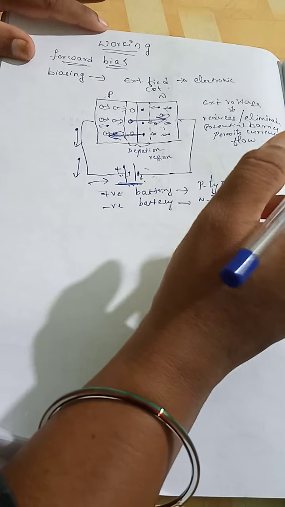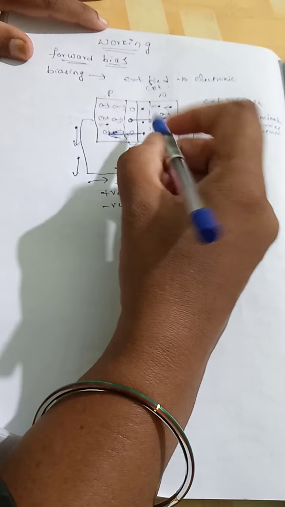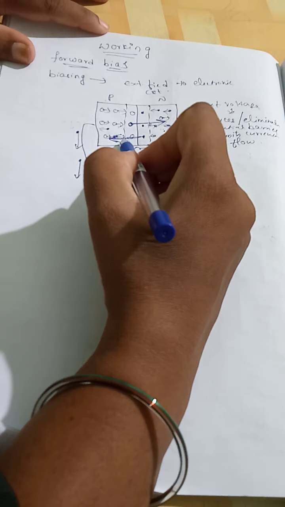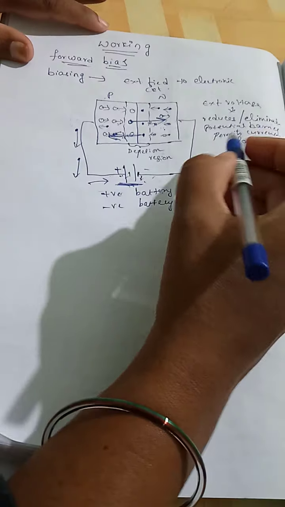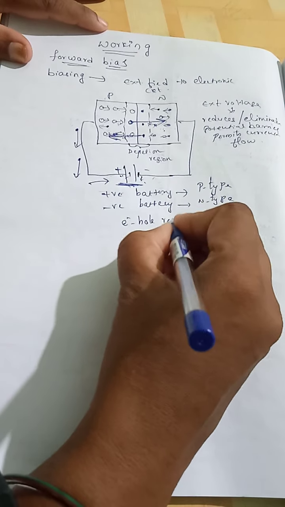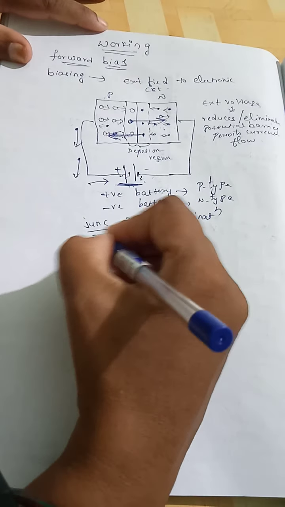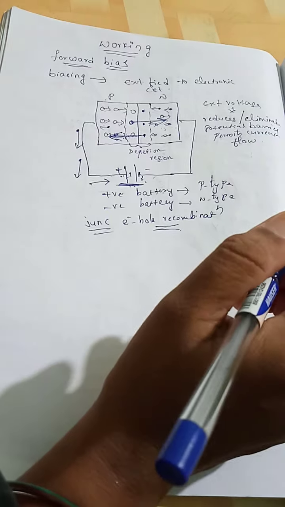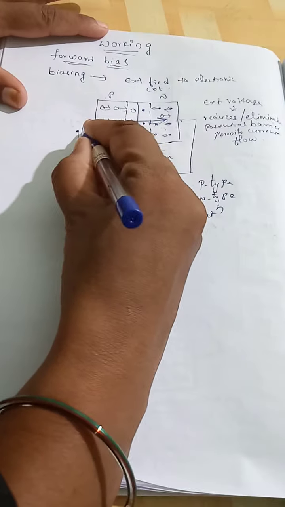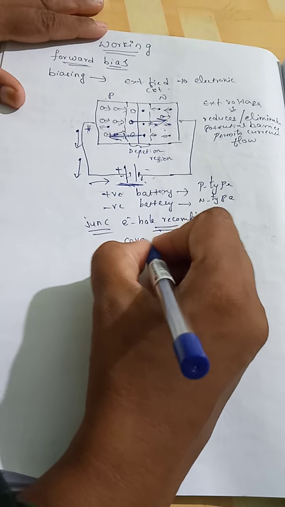Right? So now, when holes enter the N region and electrons enter the P region, as usual, nearby the junction electron hole recombination takes place. When electron hole recombination takes place, then at the positive terminal a covalent bond breaks.